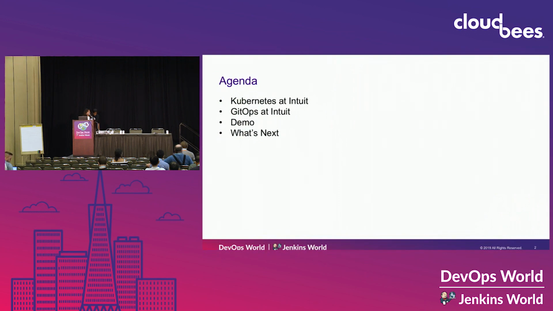Okay, so today we are going to talk about how we are running Kubernetes at scale at Intuit, how we implemented GitOps at scale, and then we'll have a cool demo, and then we'll talk about what's next. It's a 45-minute session, so we'll spend 15 minutes on slides, 15 minutes on demo, and 15 minutes on any question answers that you guys have.